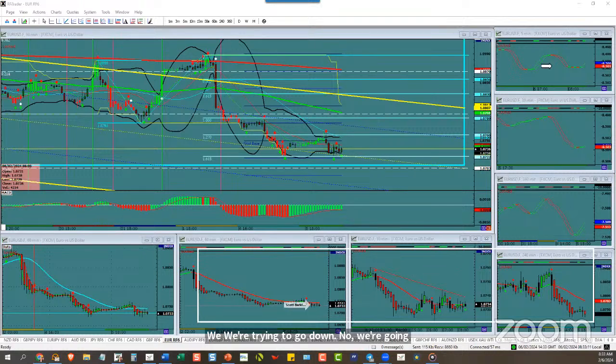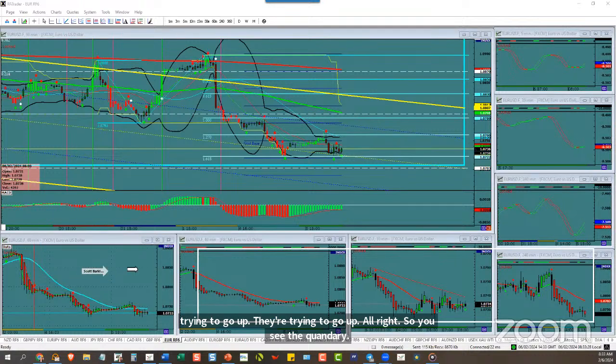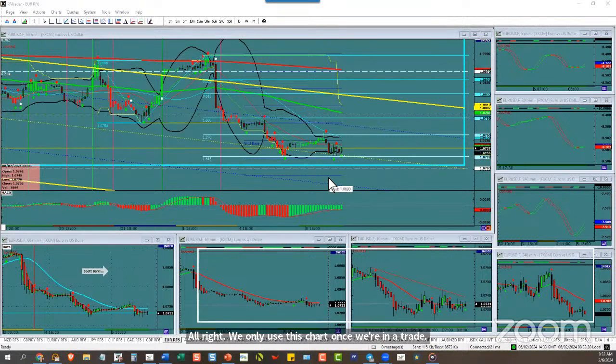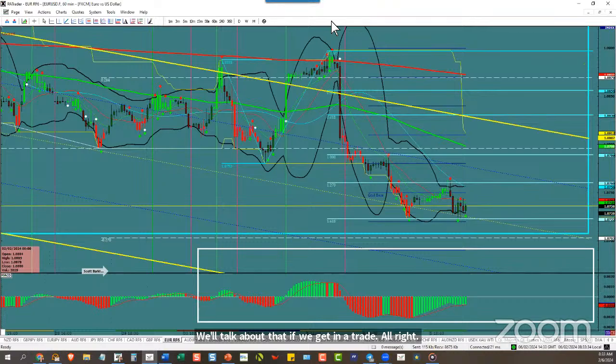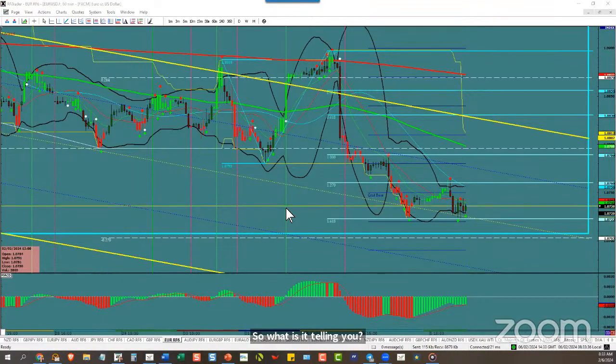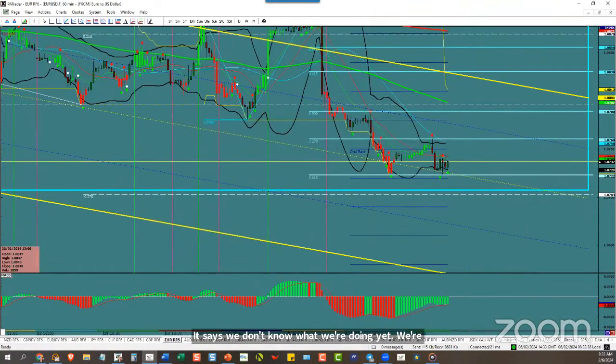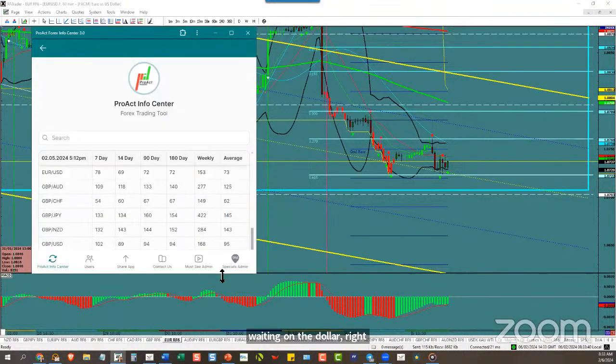Then we look at the oscillators, which are all lagging, so they never tell us what it's going to do. They only tell us what it is doing. They're trying to go up. So you see the quandary. We only use this chart once we're in a trade. It's called the confirmer. We'll talk about that if we get in a trade. So what is it telling you? It says we don't know what we're doing yet. We're waiting on the dollar. So that means we're going to have to figure this both ways.